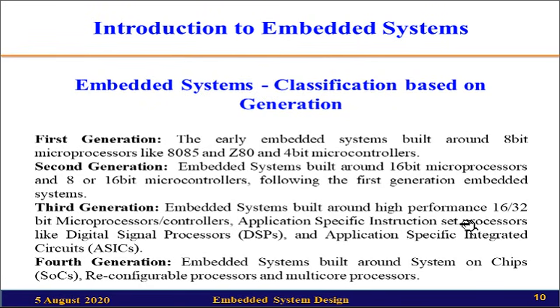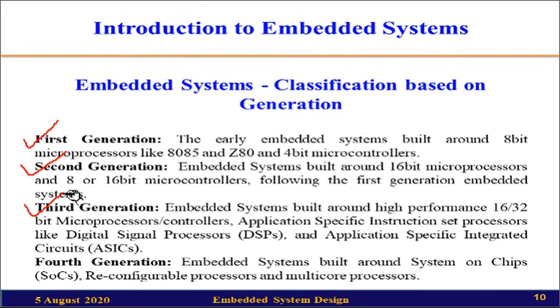So the embedded systems which were built around 16-bit microprocessors or 8 or 16-bit microcontrollers were used in the second generation, which followed the first generation. Coming to the third one, here we got high performance 16 or 32-bit microcontrollers or microprocessors.